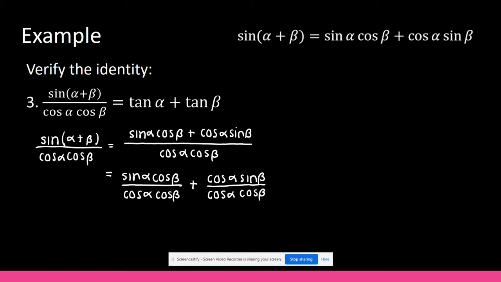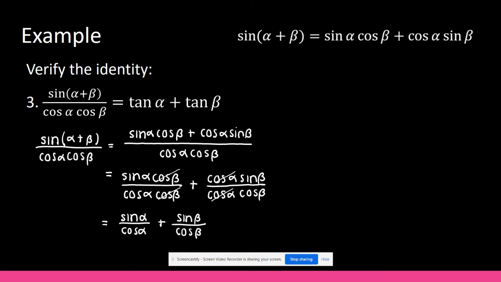Hopefully we noticed that with these two fractions, in this case, the cosine of betas are going to cancel, and over here, the cosines of alpha are going to cancel. Because that then gives us the sine of alpha over the cosine of alpha, plus the sine of beta over the cosine of beta.